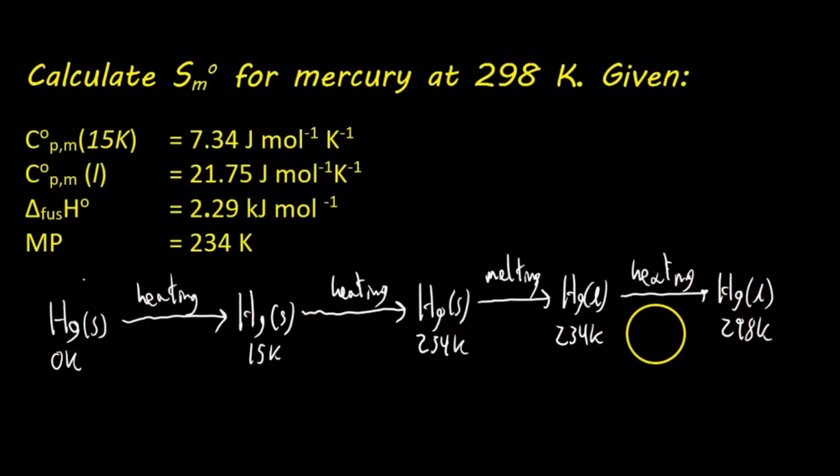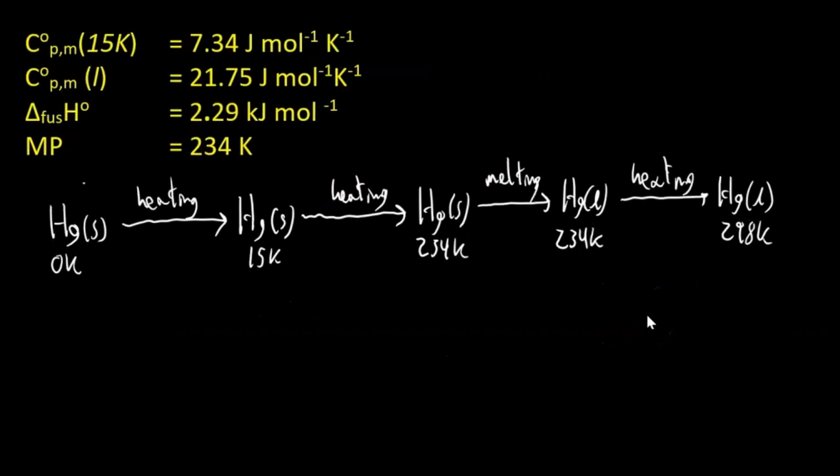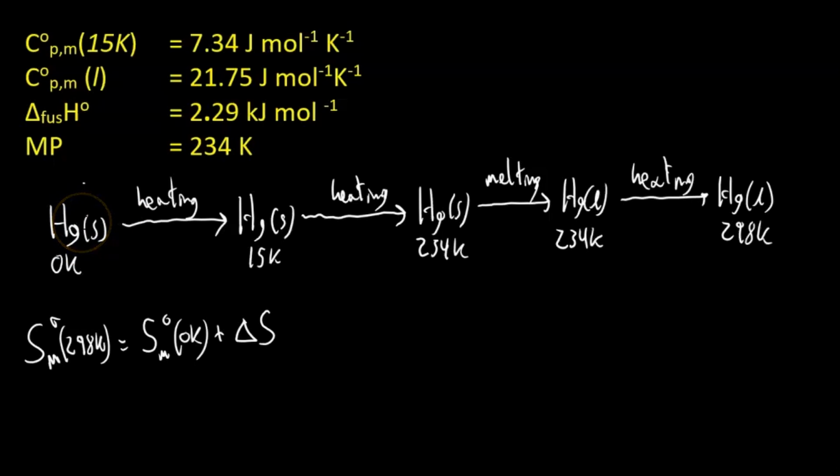Now, there's a lot of processes, but it goes pretty quick. So if we want the molar entropy at 298 Kelvin, that's going to equal its entropy right at 0 Kelvin, plus the change in entropy that it takes to heat it from 0 to 15 Kelvin, plus the change in molar entropy when we heat it from 15 to 234 Kelvin, plus now we want to melt it.